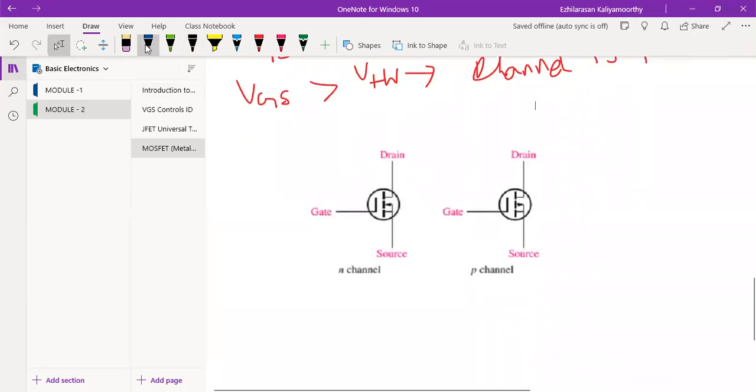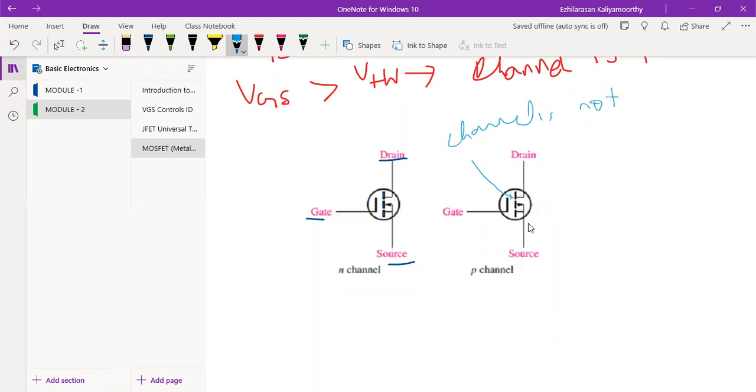See here, this is the drain terminal, source terminal, gate. You see there are three lines with a gap between them. What does it indicate? That break indicates there is no channel, so there will not be any flow from drain to source. But in the depletion mode, those lines will be completely connected, which indicates the channel already exists.